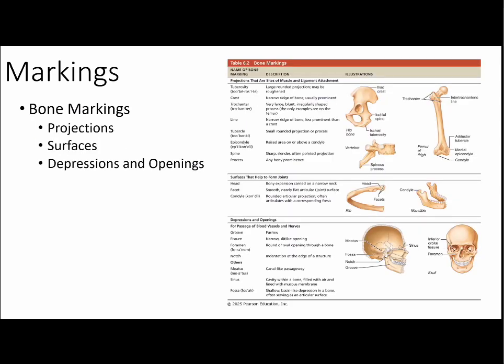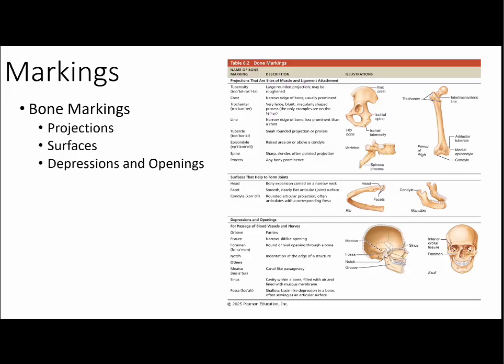Bone markings. So bone markings are different areas on the bone where we can have attachments to muscles, attachments to tendons, and attachments to ligaments. And we have 3 types of bone markings. We have projections. So projections are going to be sites of actual muscle and ligament attachment. We have surfaces that help to form joints. And then we have depressions and openings. And this is where blood vessels and nerves are going to pass through these bones.